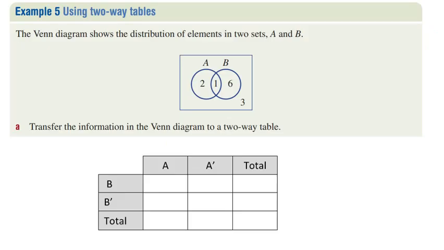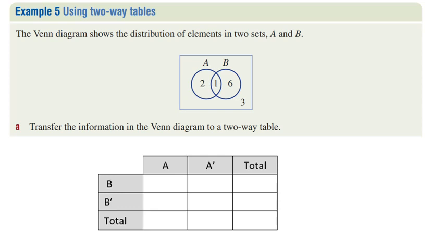If you've got the hang of it, you can start the worksheet. I'm just going to go through one of the textbook examples, but it's the same kind of thing. So the first thing we're asked to do is transfer the information from the Venn diagram to a two-way table.